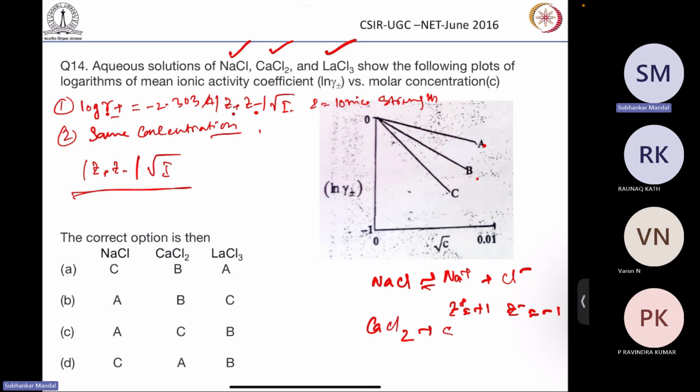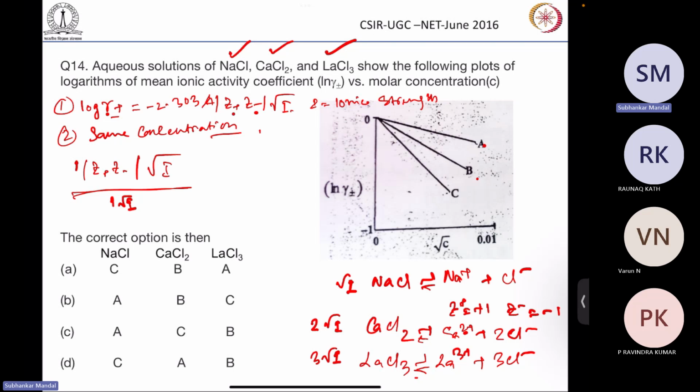Calcium chloride, what will it be? Calcium 2 plus and 2 Cl minus. Lanthanum 3 plus and 3 Cl minus. Now for sodium, Z is plus 1 and minus 1, so the product is 1, giving root I. For calcium it will be 2 root I, and for lanthanum, 3 plus and Cl minus, 3 root I. That means this value for sodium chloride is least, for calcium chloride it is medium, and for lanthanum trichloride it is highest.